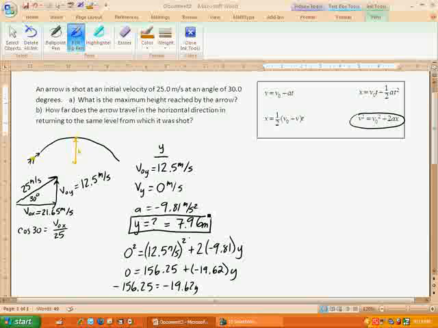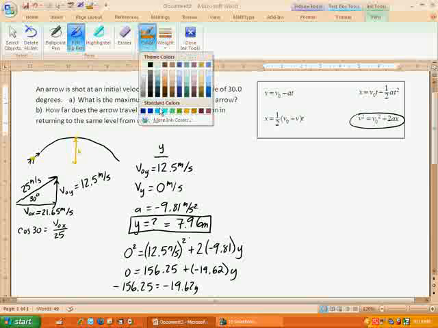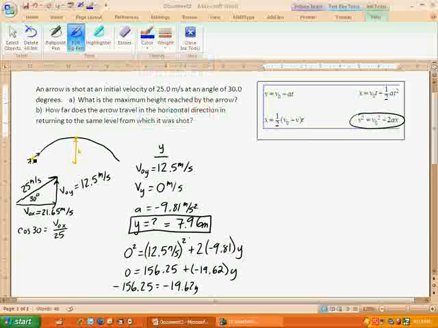So now I'm going on to part B. How far does the arrow travel in the horizontal direction, returning to the same level from which it was shot? This time I'm looking at a different point in time. I'm going to start at the beginning.